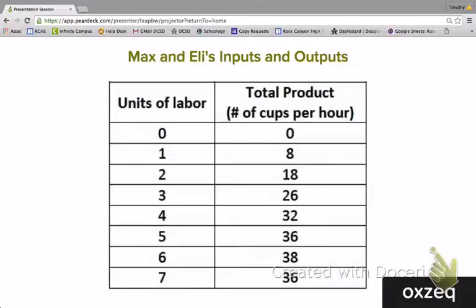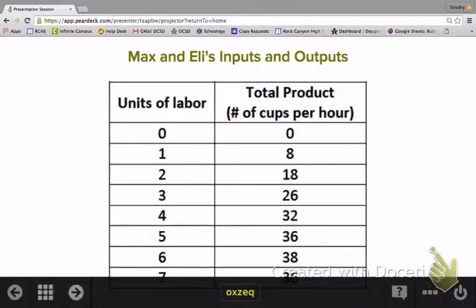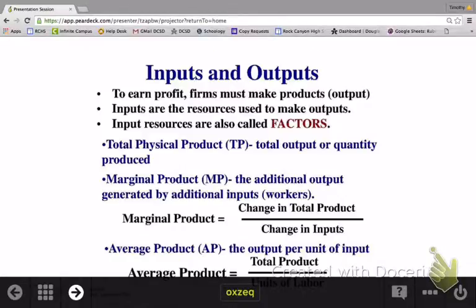So if we hire one worker, that worker can produce 8 cups of lemonade. If we hire a second worker, together they can produce 18 cups of lemonade. If we hire a third worker, all 3 of those workers can produce 26 cups of lemonade in an hour. Okay? And so you can see from the chart how much lemonade we can get produced in an hour based on how many workers we hire. So now we can plot the output at all levels of hiring.